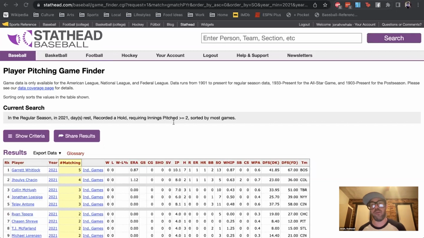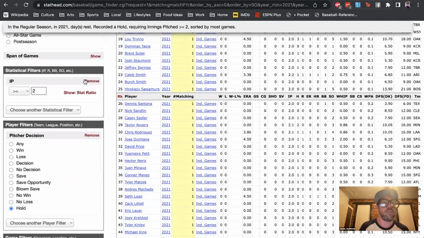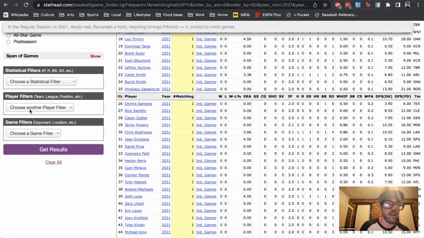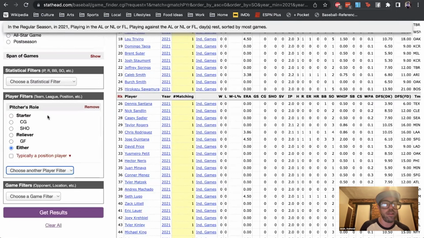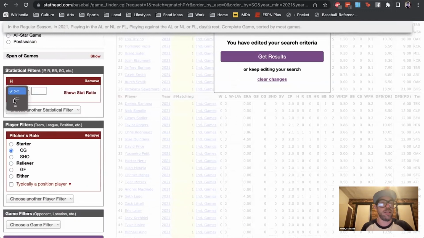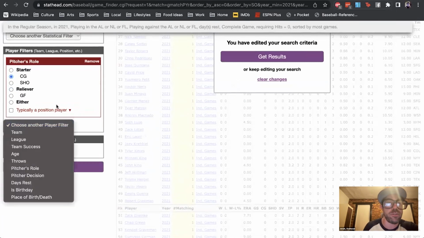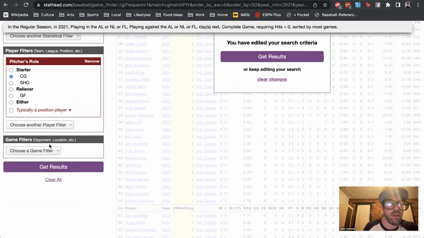Someone was asking about no hitters. Scott wanted to know, is it possible to get no hitters or other things where there are zero results? It's very easy to do here in the game finder. You just go down to the pitching role that I was talking about earlier, and we'll do complete game, and then hits, we'll set it to 0.